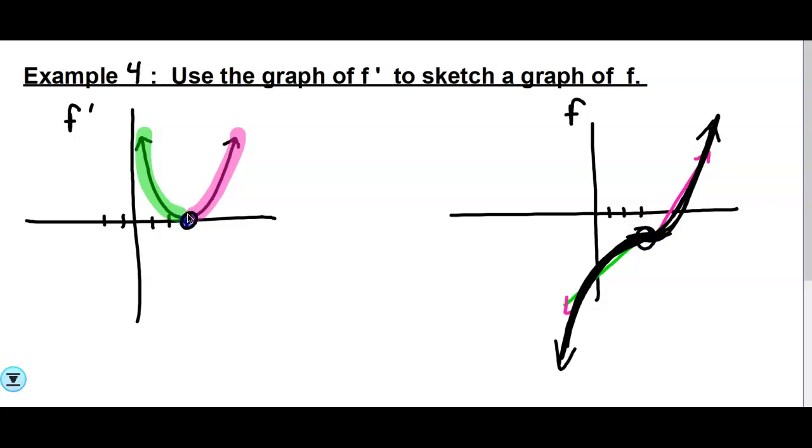And why is that? Because f prime didn't change from positive to negative or negative to positive. It went from above the x-axis to above the x-axis, which means that f prime stayed positive. So the slope of f never stopped being positive. Okay? So that's another scenario that you want to be ready for.